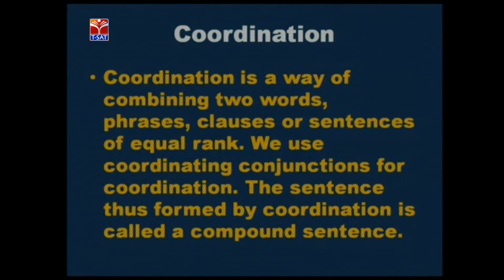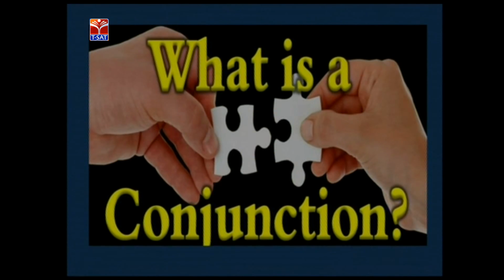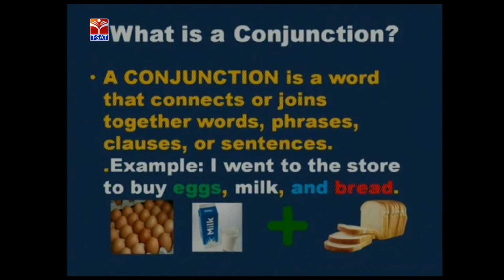Coordination is a way of combining two words, phrases, clauses and sentences of equal rank. We use coordinating conjunctions for coordination, dear student teachers. The sentence thus formed by coordination is called a compound sentence. Next, what do we use to join things? Coordinating conjunction. Let us understand what is a conjunction.